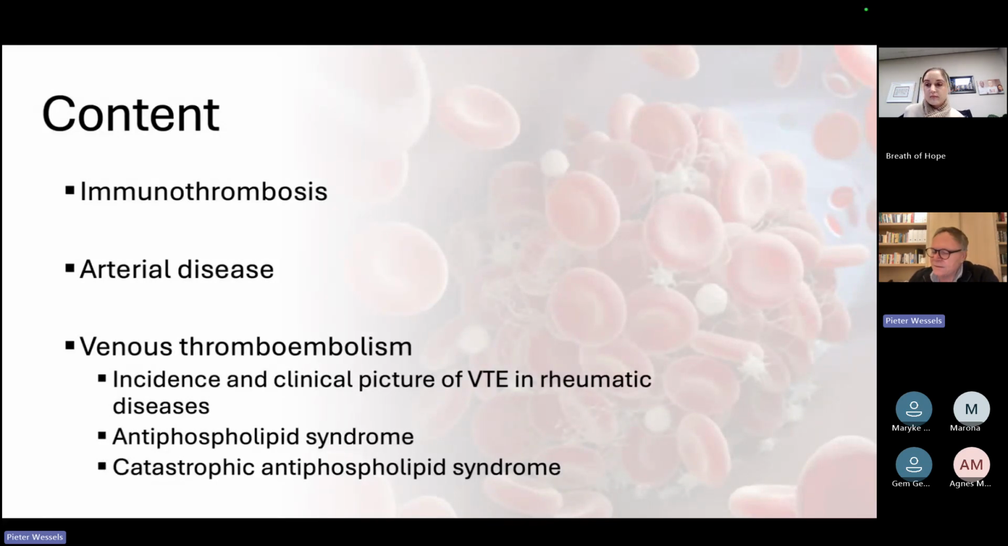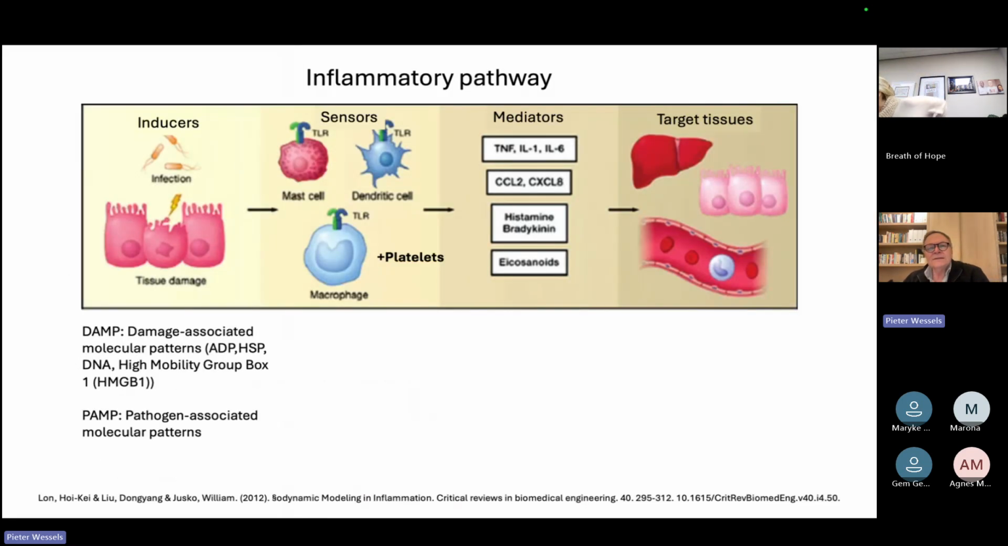I think arterial disease in the rheumatoid arthritis patient, for example, is really underestimated, but we'll have a look at it. Just for my own education and for everybody else, I'm sure you know this much better than I do, but the inflammatory pathway consists of three or four groups. The first is the inducer of the pathway, and those are the DAMPs and the PAMPs. PAMPs are pathogen-associated molecular patterns, for example, the pattern on a virus that activates the whole process.